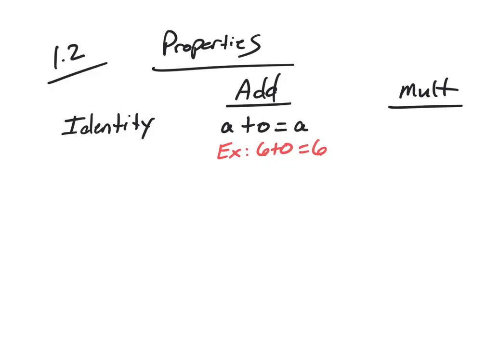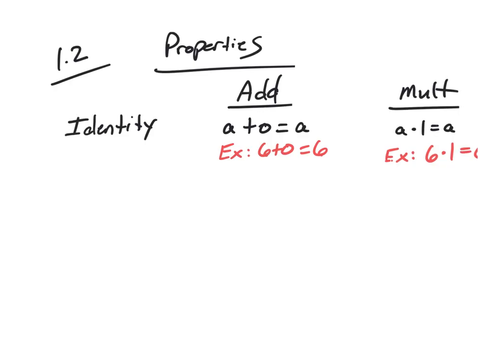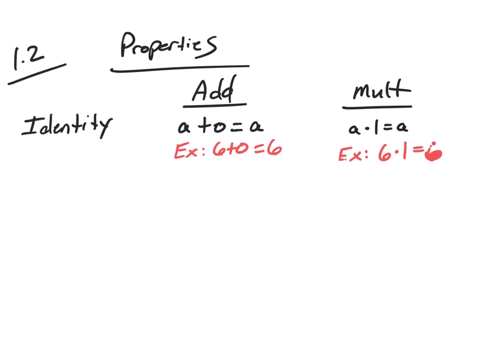What about multiplication? What do I have to multiply a number by to get back to that same number? 1, right? So if I said A times 1, that gets me back to A. If I use an example with numbers, 6 times 1 gets me back to 6. So that's what we call the identity property. If we have some number or expression, what do I have to do to get back to that expression, to keep it the same, keep its identity?